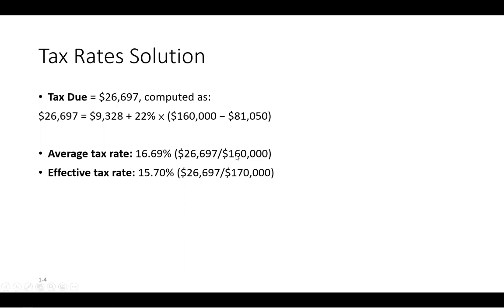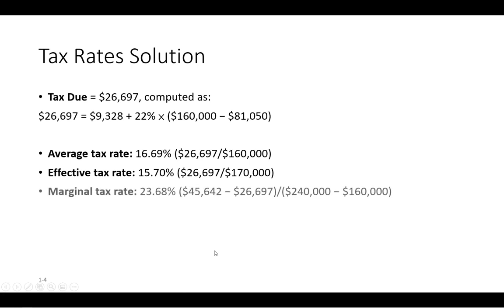Average is on taxable income. Effective is tax on all income. Now, here's where a lot of students get confused, because they talk about what we call marginal tax rate in two different ways. And I want to make sure you understand it.